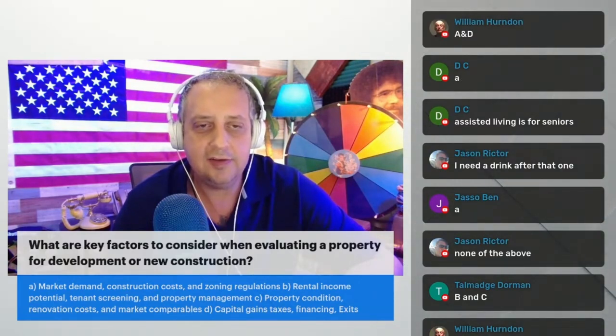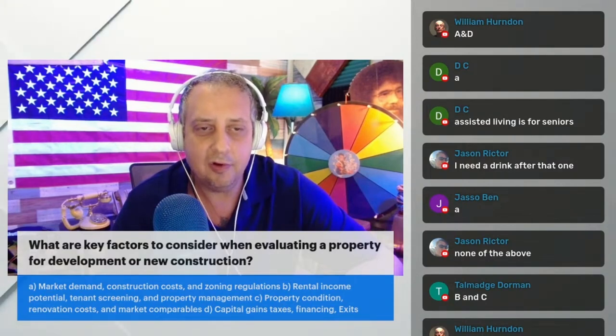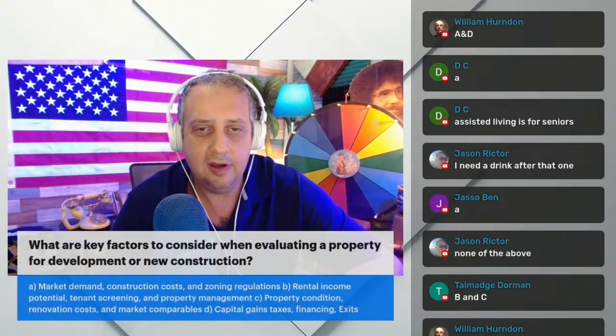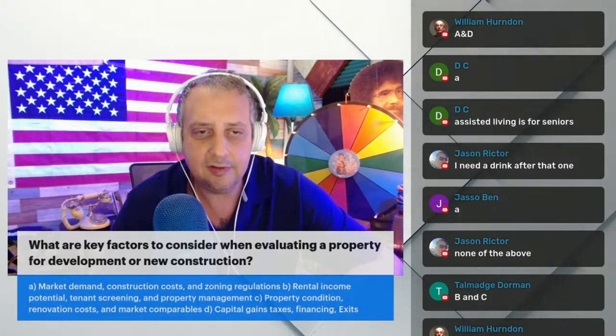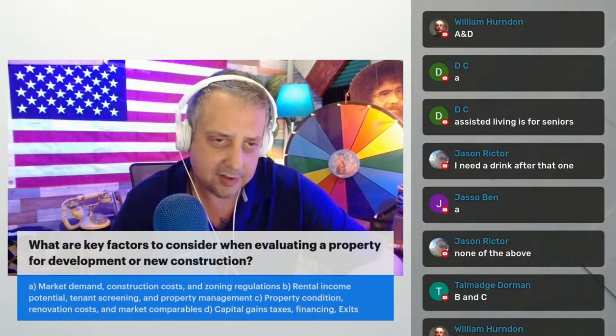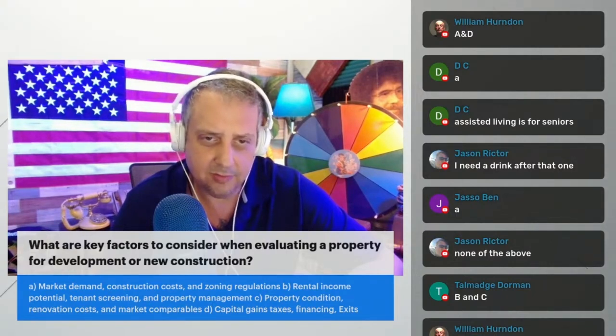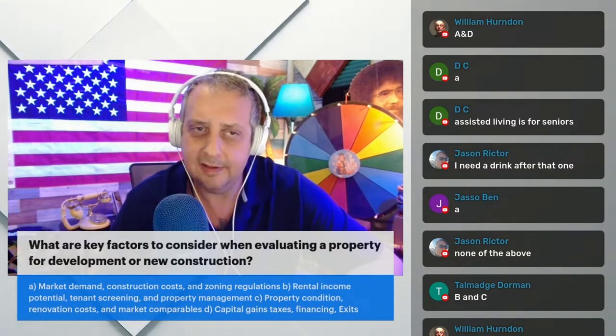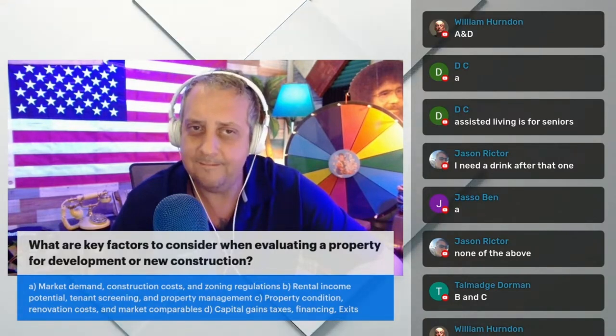What are the key factors to consider when evaluating property for development or new construction? Market demand, construction costs, and zoning regulations. Rental income potential, tenant screening, and property management. Property condition, renovation costs, and market comparables. Capital gains taxes, financing, and exit strategies.